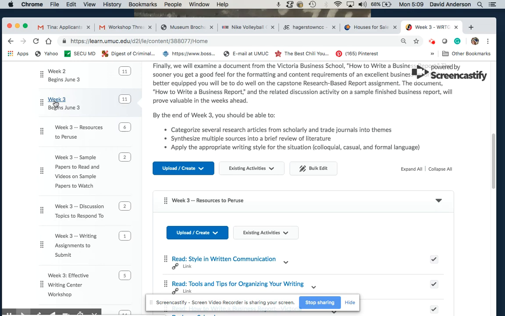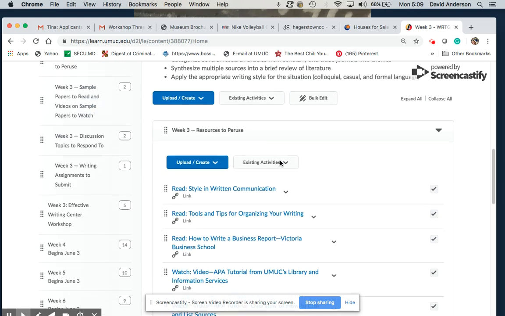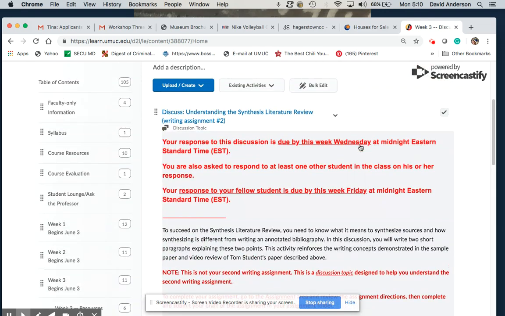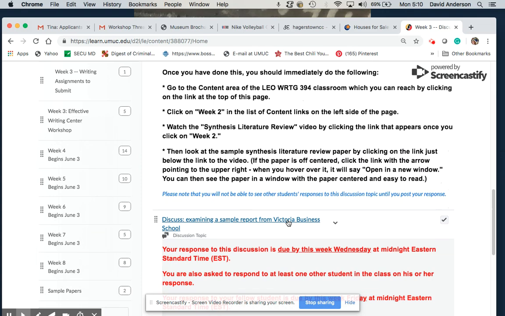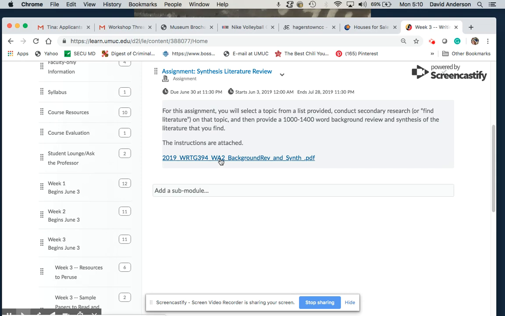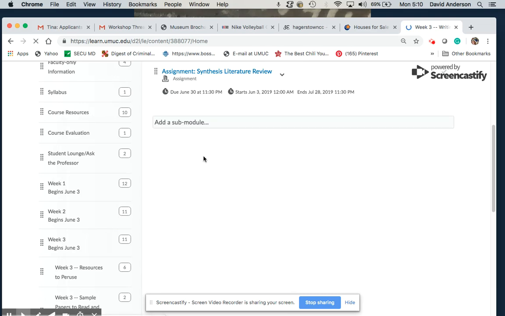In week 3, what is due are your readings and your discussion topics for this week, and again, there are additional topics. This is where you'll begin to look through your synthesis of literature review topic and refine your topic even further. At the bottom of week 3, underneath your assignments, is the assignment sheet that describes all of the requirements for the synthesis of literature review. So this is the PDF that you'll need to review.